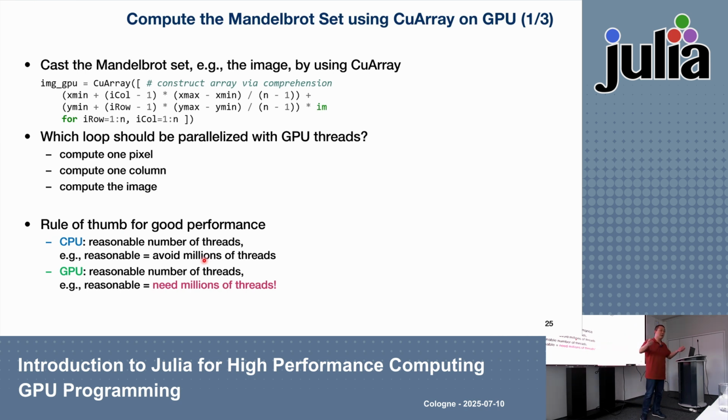Yesterday we said please do not generate millions of threads on CPU. On GPU, also a reasonable number of threads. I use the same copy-paste. I like it. But here for GPU, reasonable means you need millions of threads. This is the central difference. On GPU, you must start millions of threads or 10 millions of threads. This is the needed part. And therefore, the parallelization on GPU is different.